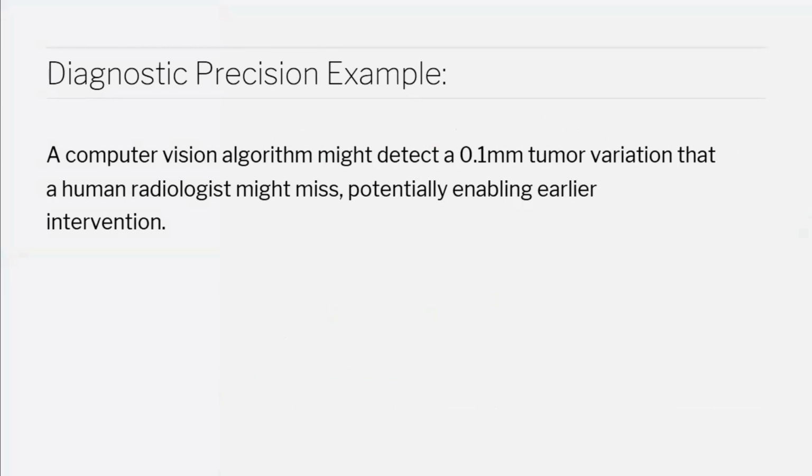Computer vision algorithms might detect even 0.1 mm tumor variations that a human radiologist might miss, potentially enabling early interventions. And we can detect disease progression early, and we can come up with the right solutions. So AI will not only impact clinical trials, but it will also impact the medical sciences, because AI is going to replace, or not replace but support.